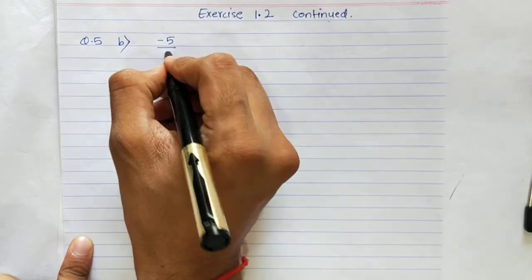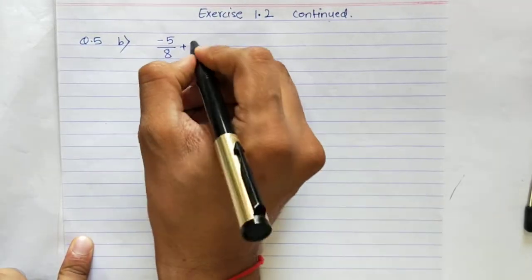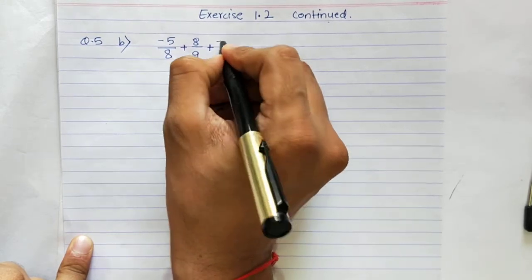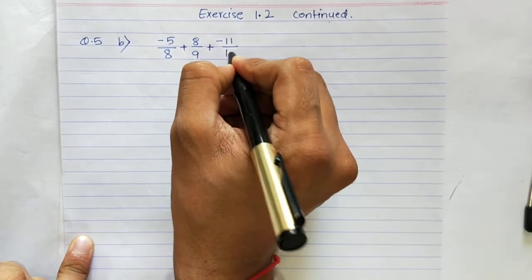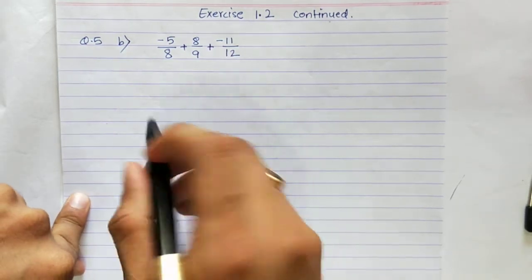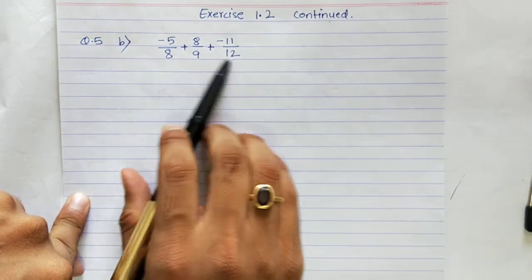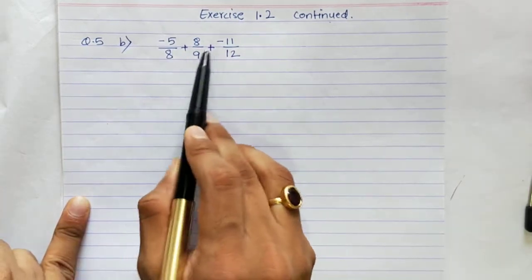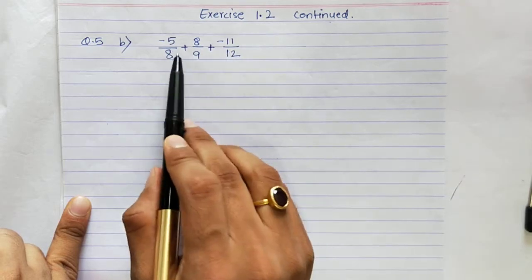Minus 5 upon 8 plus 8 upon 9 plus minus 11 upon 12. Here, to simplify this, we'll have to first take LCM. We have to make the denominators same. Okay, so how to take LCM?